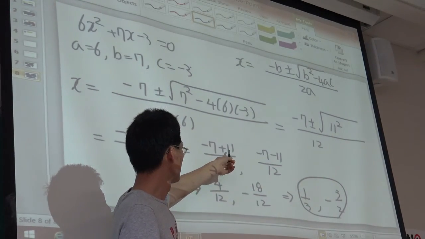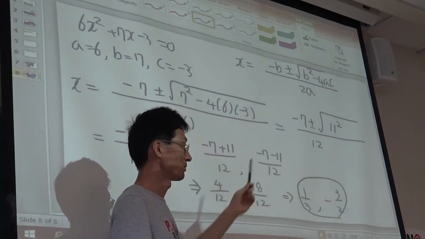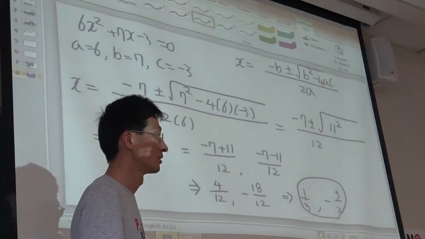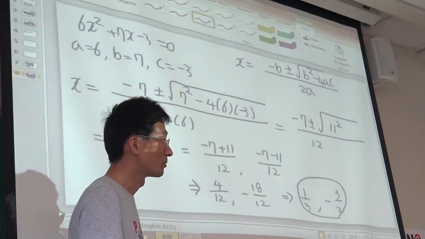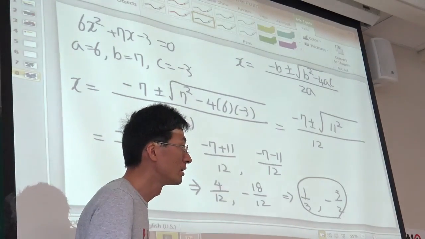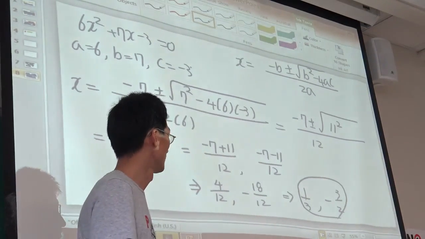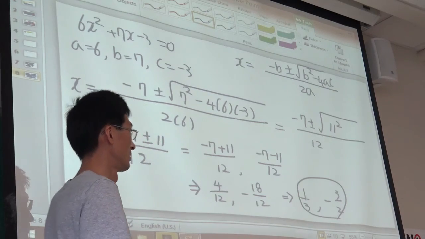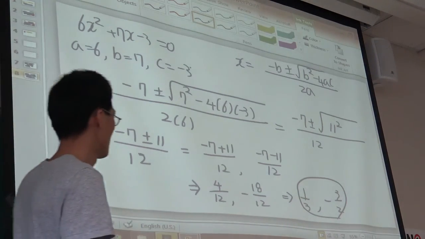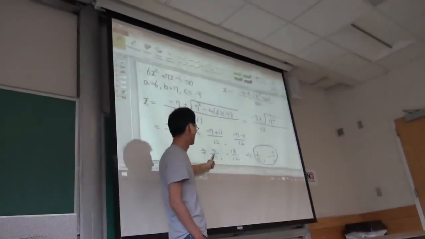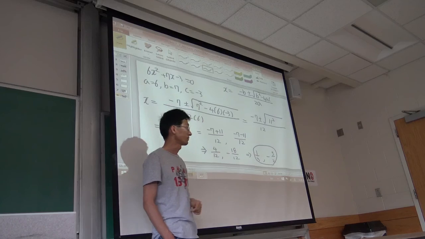So negative 7 plus 11 is 4, so 4 over 12. Negative 7 minus 11 is negative 18. But that's a positive 18 right there? You said that's negative 18. Yeah, negative 18 over 12. All right, I got you. And we can divide 4 over 12 by 4, which is 1/3, and we can divide negative 18 over 12 by 6, which is negative 3/2.